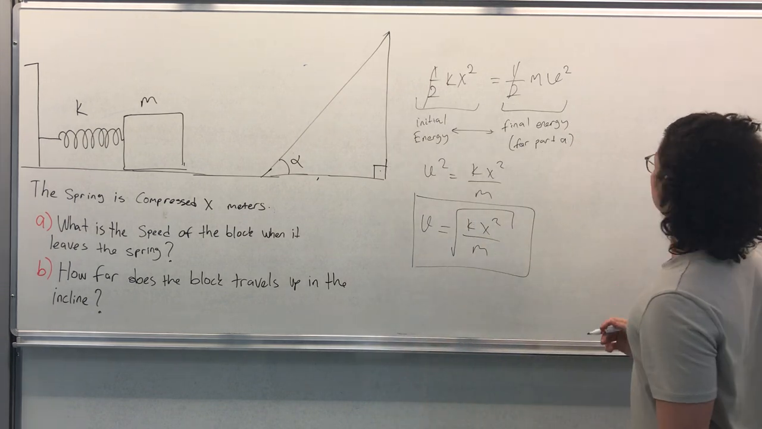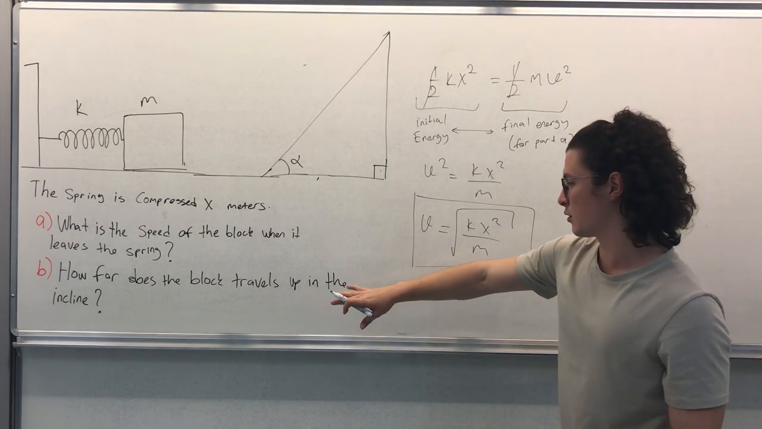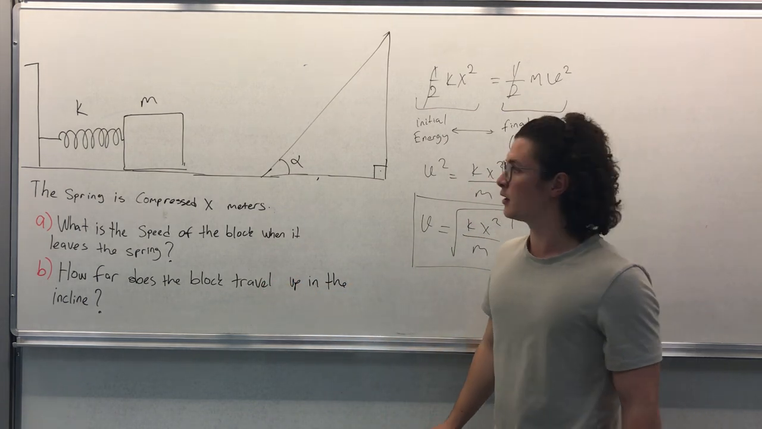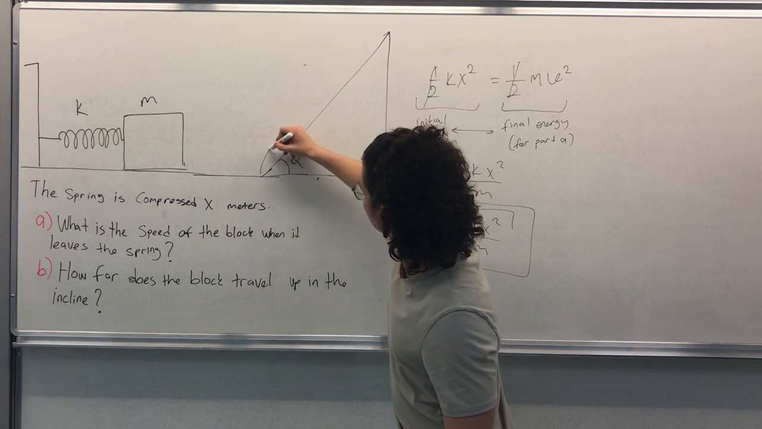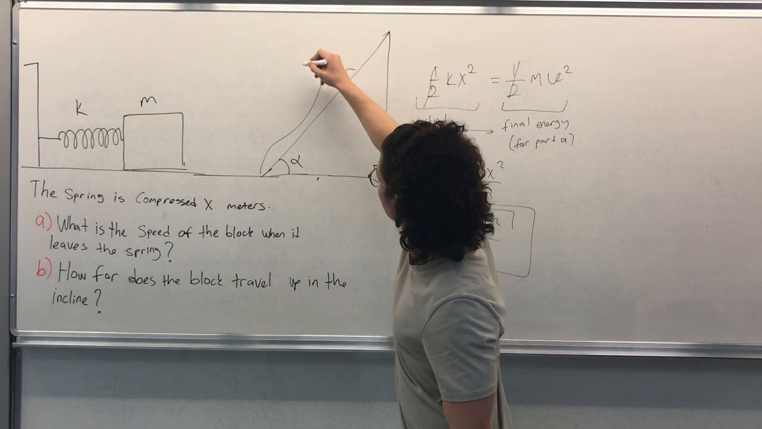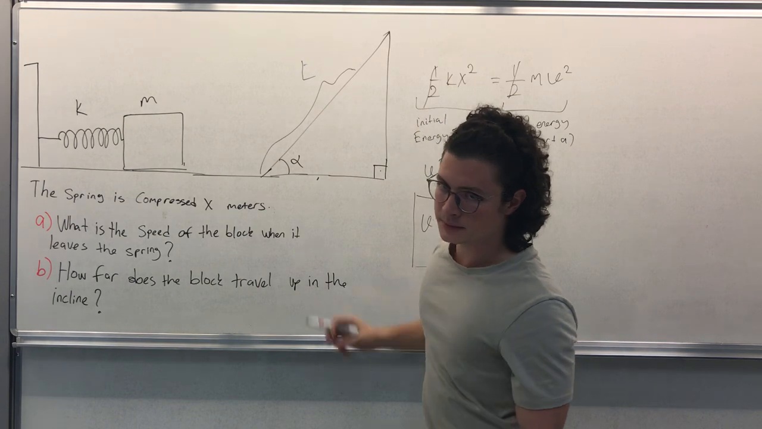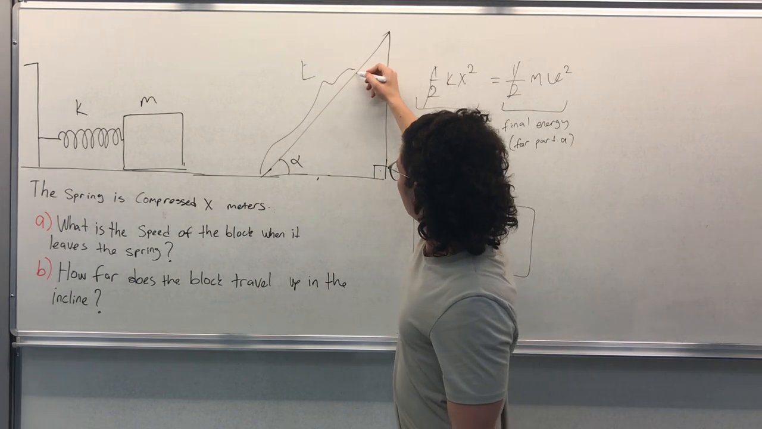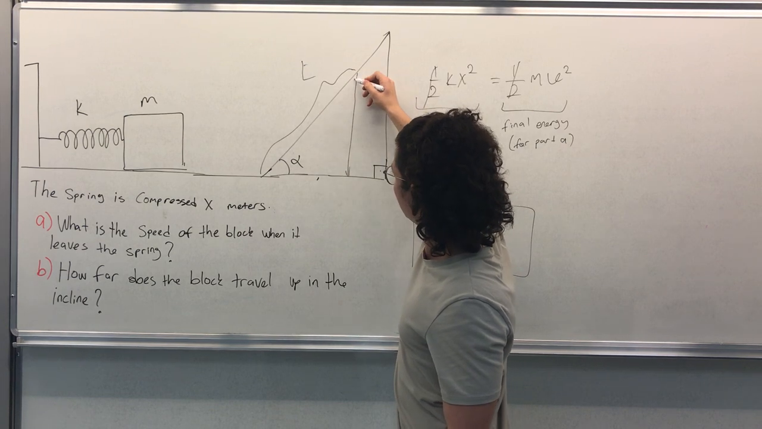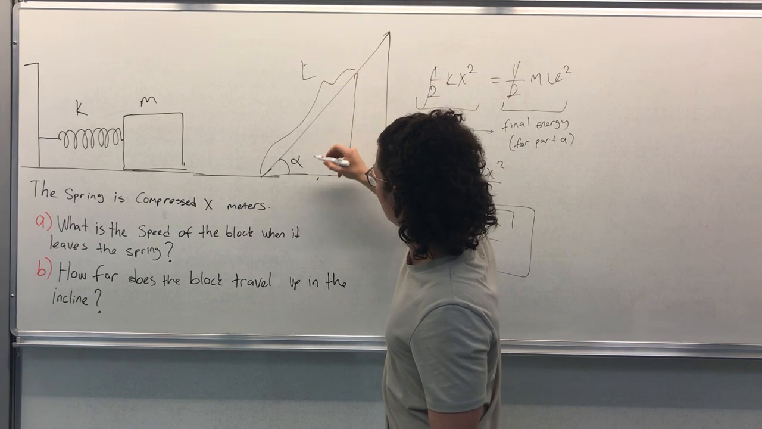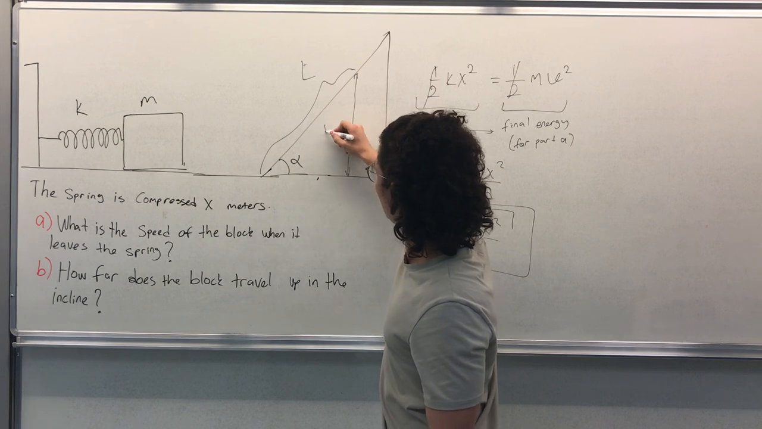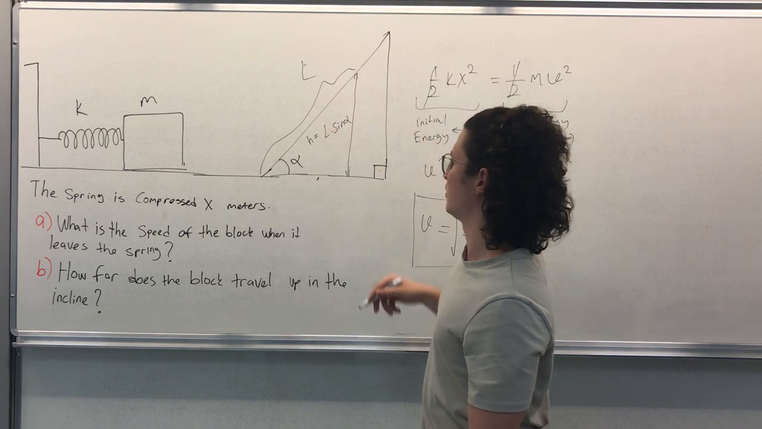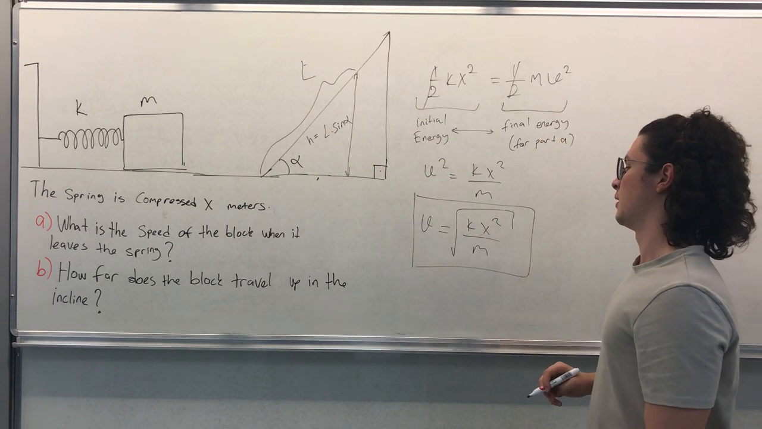So let's move on to part B. How far does the block travel up in the incline? So let's assume that it travels up by L. We can write the height here as L times sine alpha. H is equal to L times sine alpha.